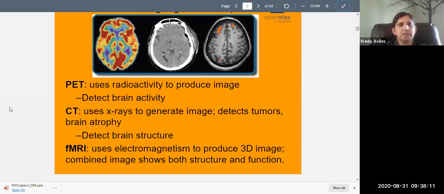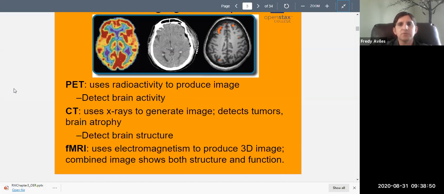Now a CAT scan, you see here in the middle, that's a CAT scan. The CAT scan uses X-rays to generate an image, okay? You can see there that it's just like a regular X-ray that they'll use for bones and things like that. It's used to detect tumors and look at brain atrophy as well. You can see the brain there kind of in gray, and if a part of the brain has kind of shrunk, you'd be able to see that. So a CAT scan is used to detect brain structure. So you can look at the structure of the brain. A PET scan is used to look at brain activity.